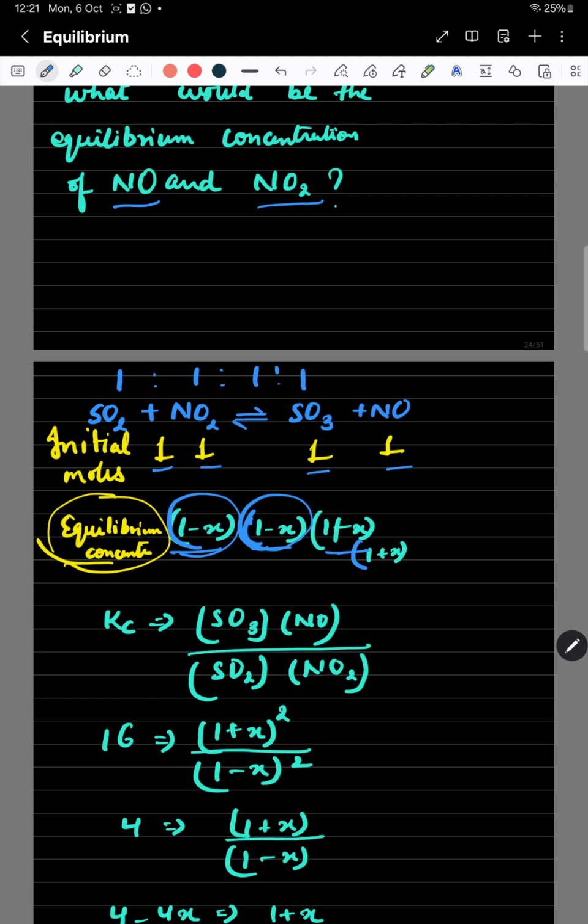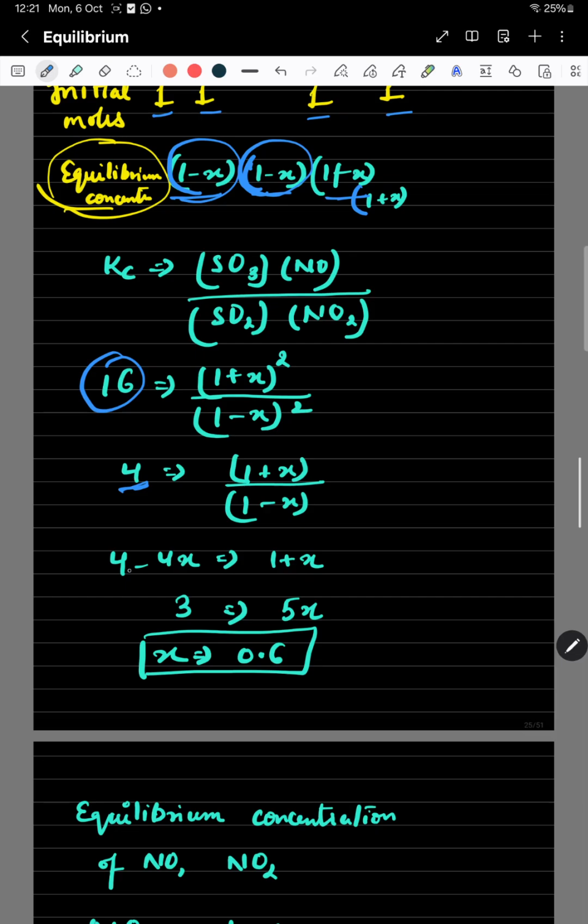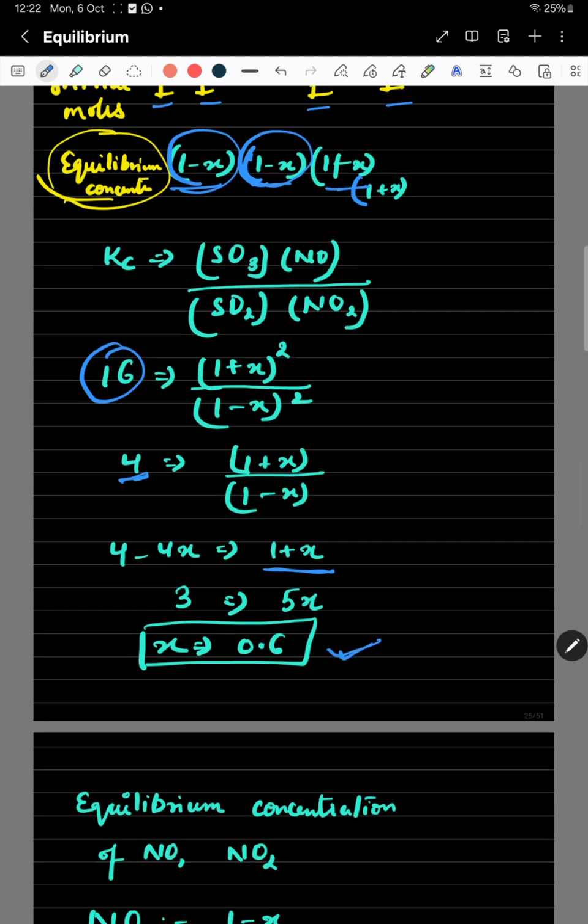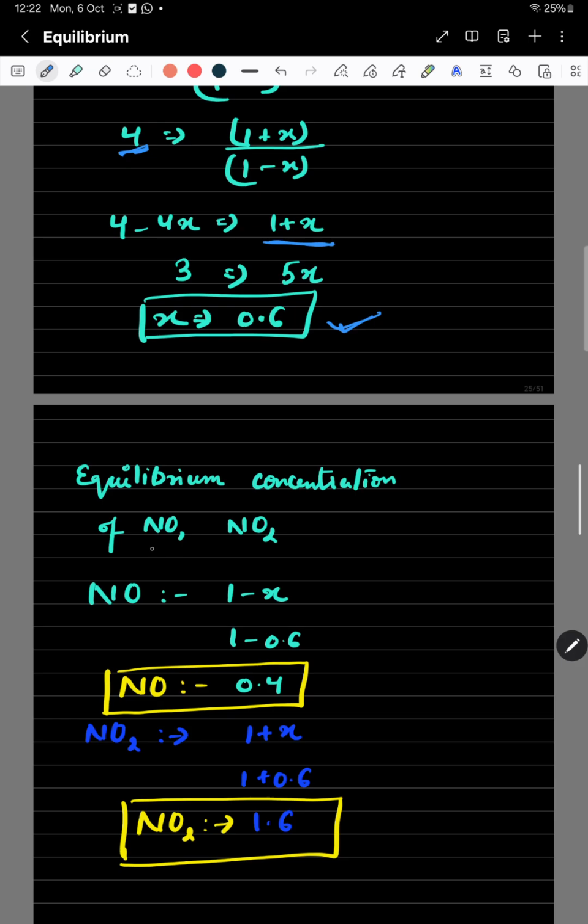Now you can understand Kc value will be SO3 concentration, NO concentration upon SO2, NO2. SO3 is 1 plus X, NO is 1 plus X, so (1 plus X) whole square upon (1 minus X) whole square. Now you can take the square root of this. 16 square root will be 4 equals 1 plus X upon 1 minus X. Once you solve, 4 minus 4X equals 1 plus X. So this would become 4 minus 1, 3, equals 5X. X would become 0.6. So X value is 0.6. What is the concentration for NO and NO2? NO2 is 1 minus X, 1 minus 0.6, 0.4.